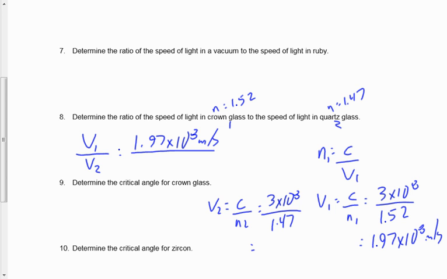It's going to give me a number that's slightly bigger, right? What does that give me? Somewhere around 2.0 something? 2.04 times 10 to the 8 meters per second. So let's plug this in here, 2.04 times 10 to the 8 meters per second.